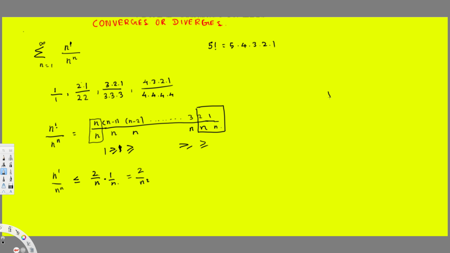And we know whenever we have 1 over n to the power p, if the power is greater than 1, this converges. And if the power is less than or equal to 1, that diverges. So according to this condition, the power here is 2, which is greater than 1, so it converges. So from this we can prove that this whole thing converges.